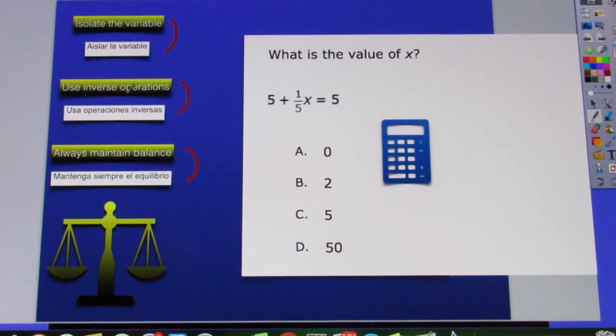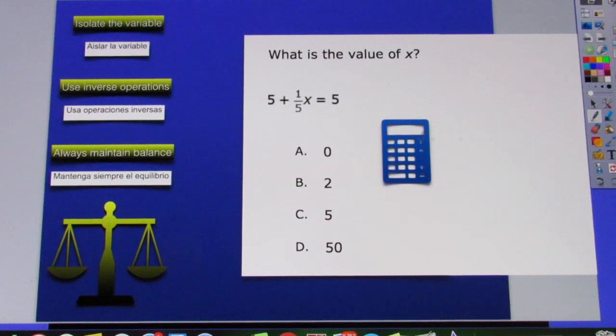equal sign. Use inverse operations: where you see a positive number, subtract; where you see a negative number, add; where you see multiplication, divide; where you see division, multiply, etc., etc. And maintaining balance means doing the same thing to both sides of the equation.